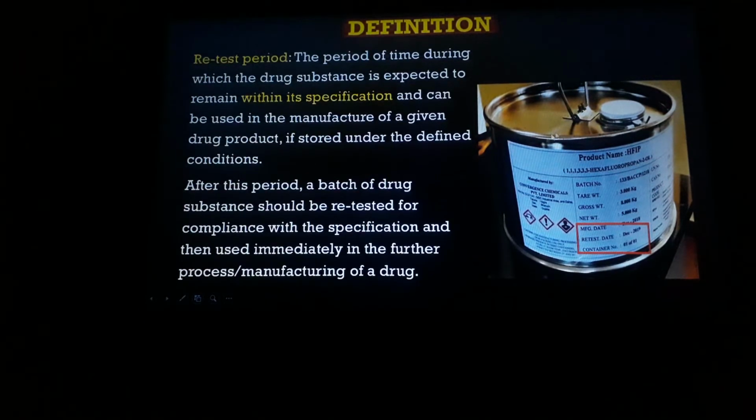You can see on bulk containers, the manufacturer will mention the manufacturing date and retest date on the container label. It means the date after which the material should be used in the further process only upon testing and satisfactorily complying with the specification. Mostly this retest period is considered for intermediates, raw materials, packing materials, and drug substances.